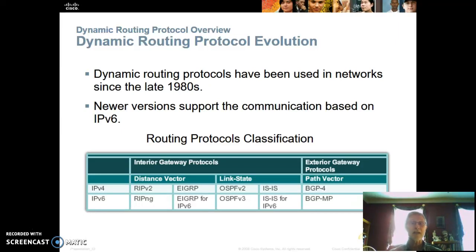Now, EIGRP, they've got it as a distance vector. It used to be a proprietary Cisco protocol, but three or four years ago they opened it up so anybody can use it, because I think they were having trouble with everybody going to OSPF, since it was an open source protocol and worked quite well. We also see that IPv4 and IPv6 have versions of this. Now, you see that ISIS protocol. We will not do anything with ISIS in this class, but it is a valid link state protocol.